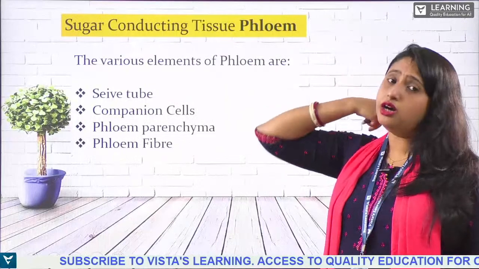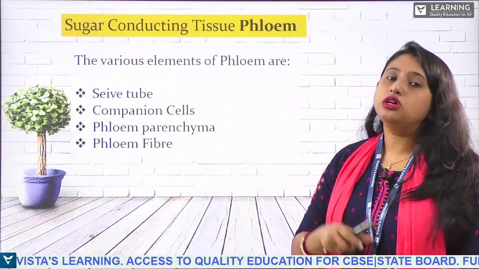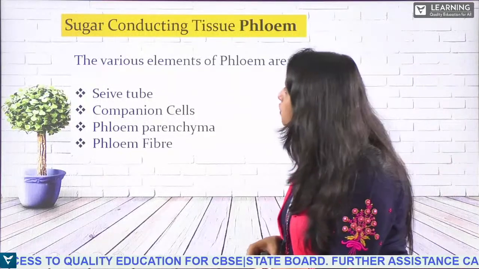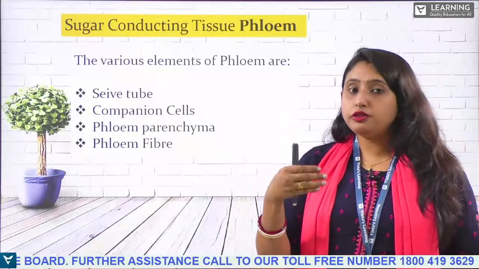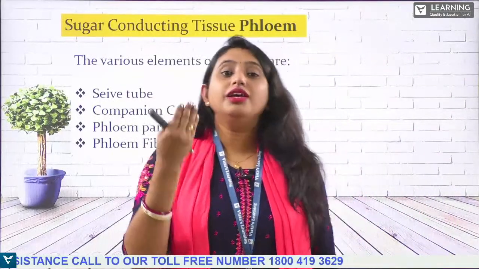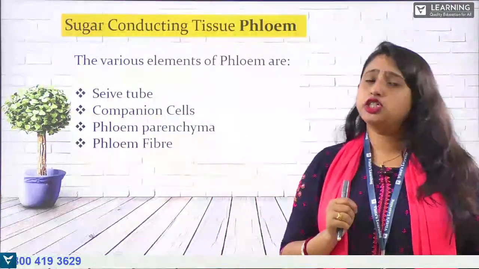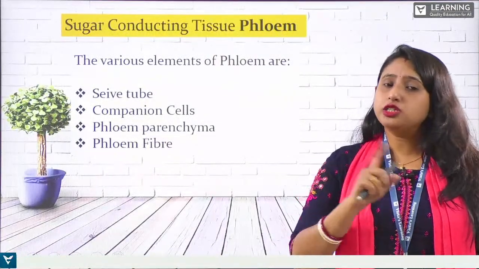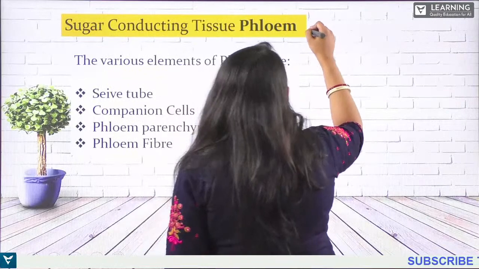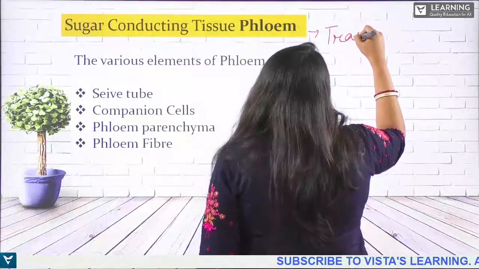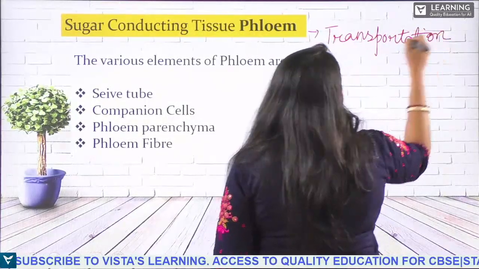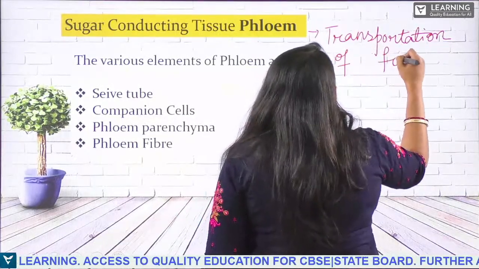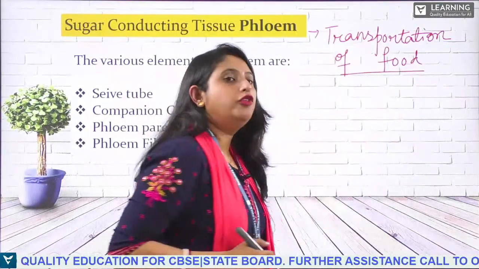Yes. Now we have come to the last topic, that is the sugar conducting tissue. What we are going to learn in this is how phloem is responsible for transportation of the prepared food from the leaves to the different parts of the plants. Now phloem, you know what is the function of phloem? Phloem is responsible for transportation of food, isn't it? Now, this phloem is made up of various elements.